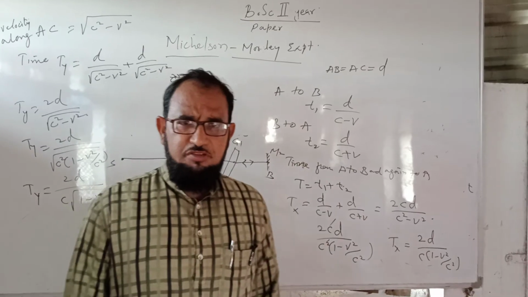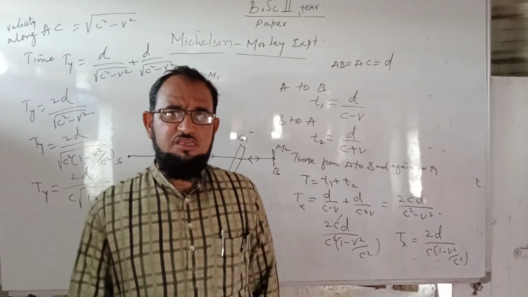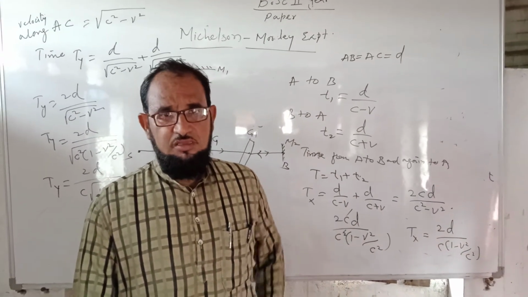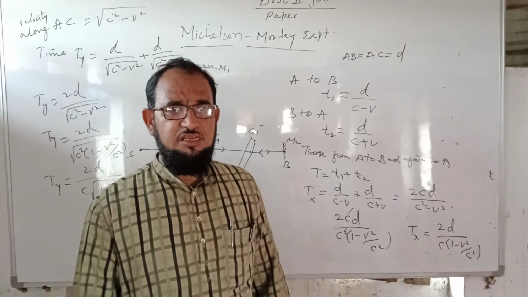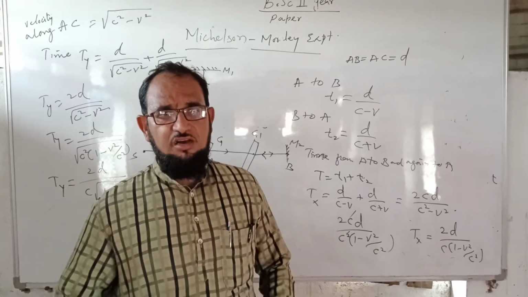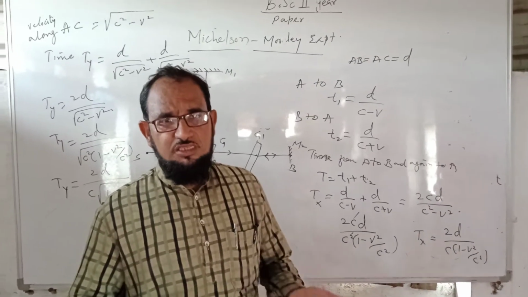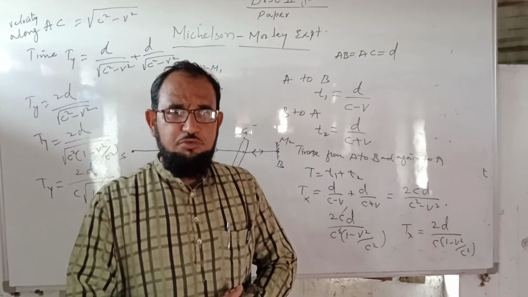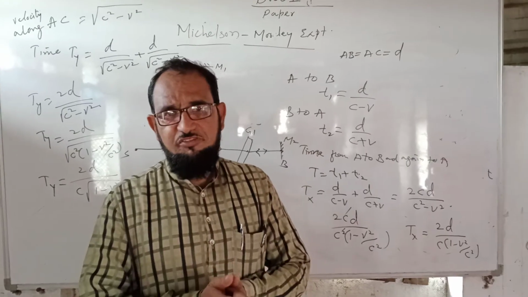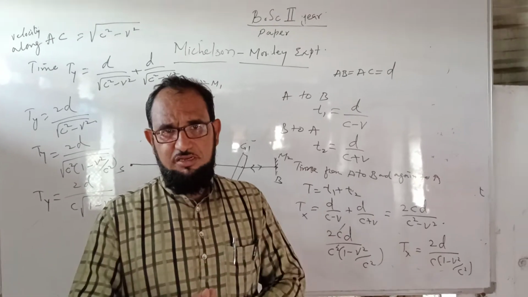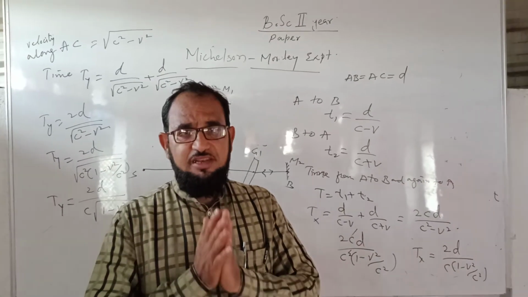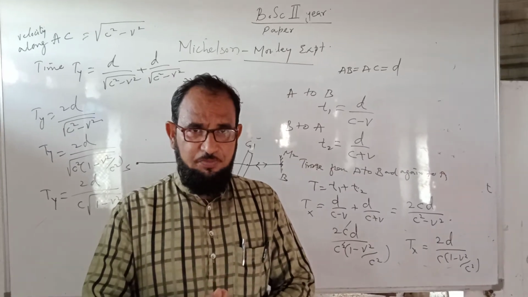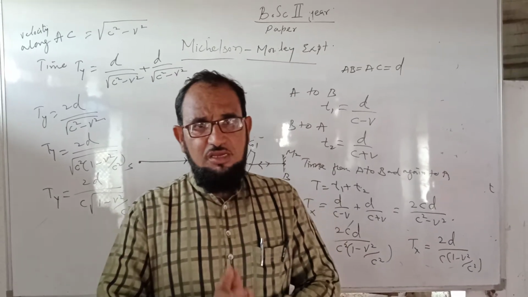In our previous lectures we studied the ether, which was previously assumed to be present everywhere. All the planets, and the Earth too, were thought to be moving through the ether, but later it was proved that there is no existence of ether. So this experiment will prove that there is no existence of ether.